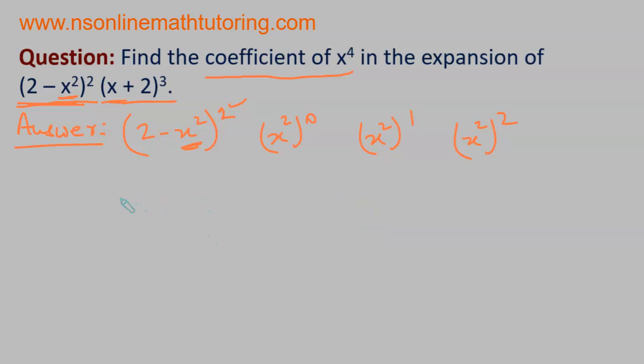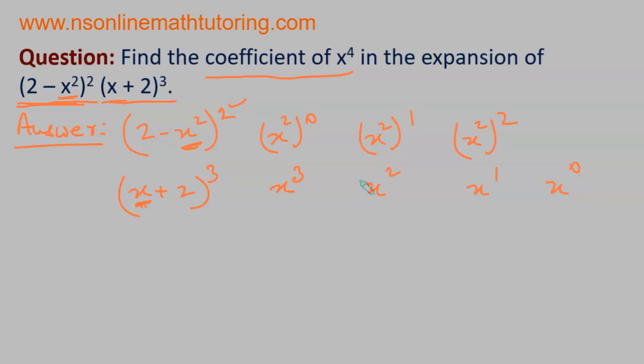Now, let us come to the second binomial expansion. It is (x plus 2) raised to the power of 3. There will be a total of 4 terms. In this case, x is the first term, so its power will go on decreasing. The first term will be having the power of x as 3, and the last term will be having the power of x as 0. So we just write the powers of x. So it is x to the power of 3, x to the power of 2, x to the power of 1, and x to the power of 0.